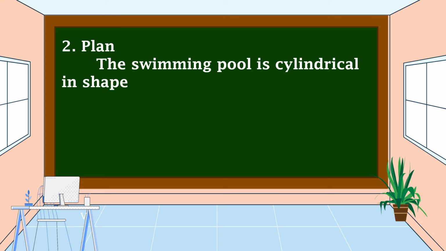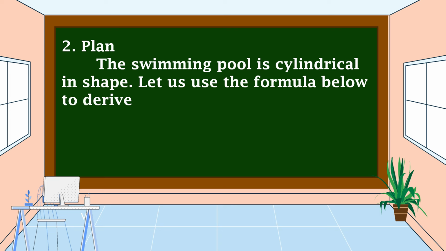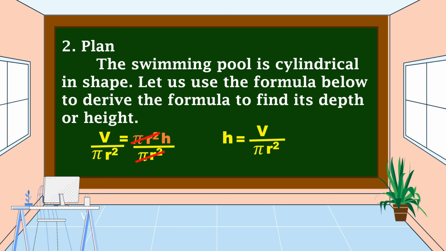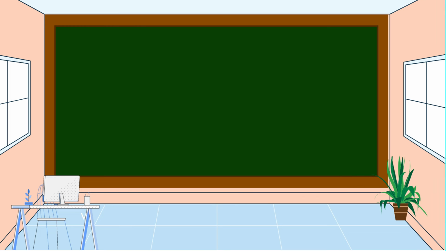The swimming pool is cylindrical in shape. Let us use the formula below to derive the formula to find its depth or height. The formula in finding the volume of a cylinder is volume is equal to pi times radius squared times height. To find height, we're going to divide both sides of the equation by the area of the base, which is pi times radius squared. Then, pi times radius squared is cancelled. The remaining item at the right side is height. So, the formula in finding height is equal to volume divided by pi times radius squared, or the area of the base. We already have a plan.